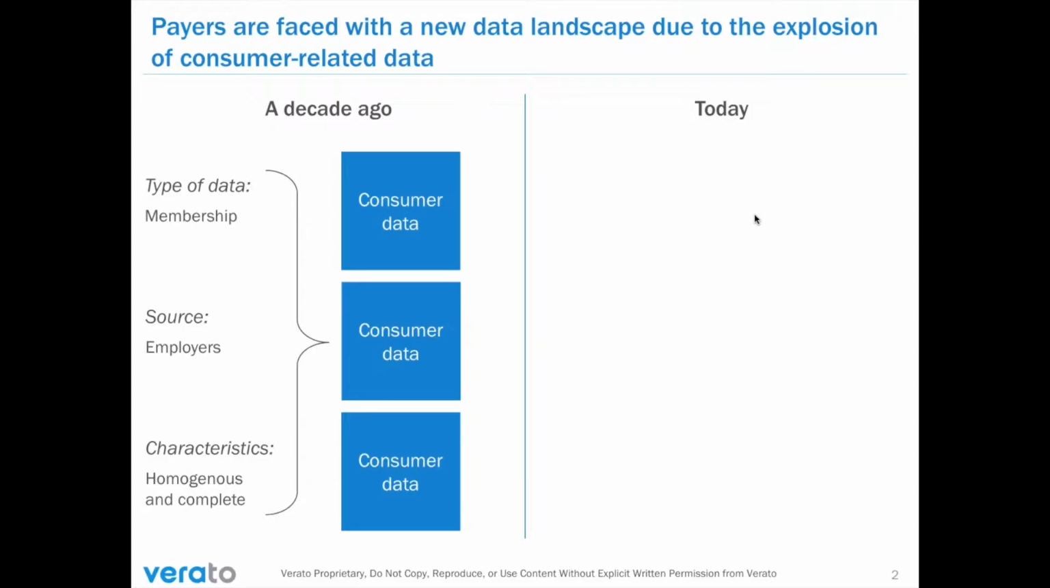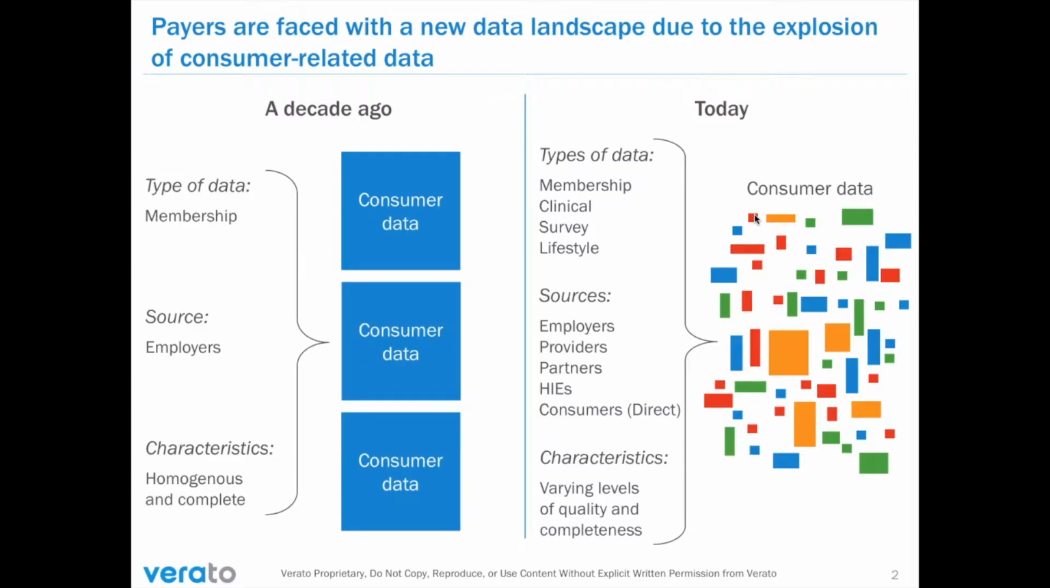What was common maybe a decade ago, maybe even more recently than a decade, was fairly homogeneous data. Health insurance organizations received a lot of data about their consumers, but it was really membership data, and it was primarily coming from employers. There would be some individual coverage, but it was primarily from employers. Whereas today, it's a very different landscape. There's a much wider variety of information that's really being used and leveraged by health insurance organizations.